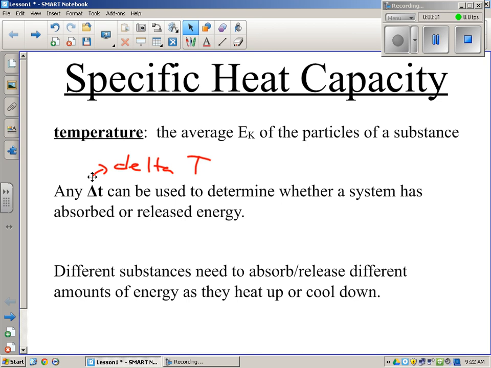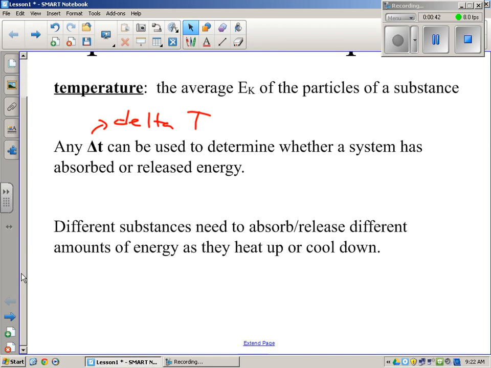Any delta T, or any change in temperature, right? Any change in temperature is used to determine whether a system has absorbed or released energy. In some cases, it gives off energy. In some cases, it takes in energy. When we talk about reactions, we usually think about endothermic and exothermic reactions. Different substances need to absorb or release different amounts of energy as they heat up or cool down.